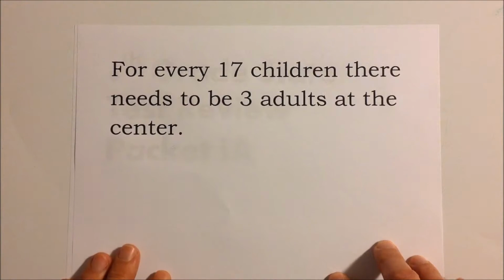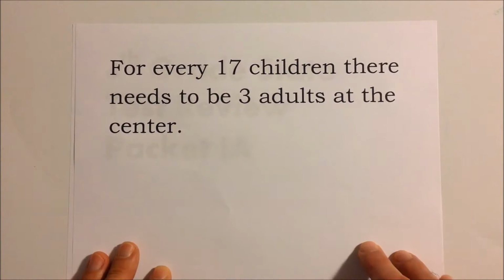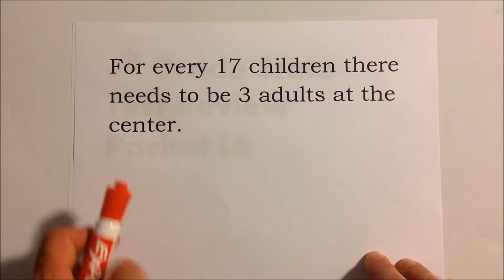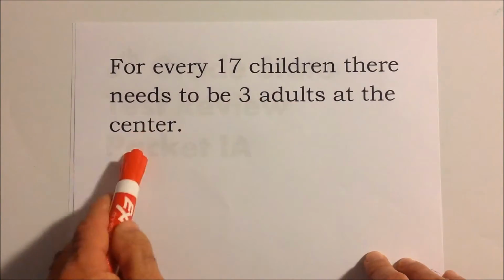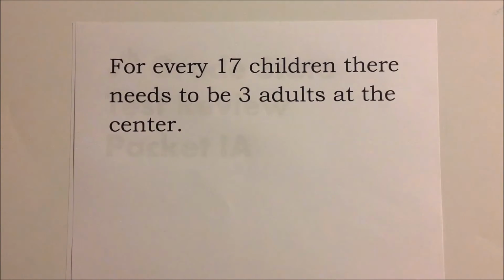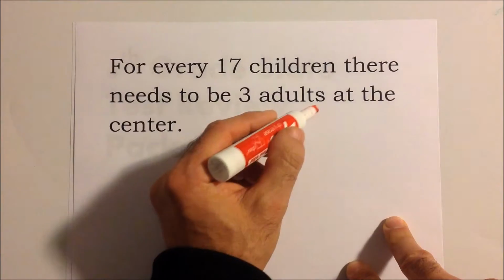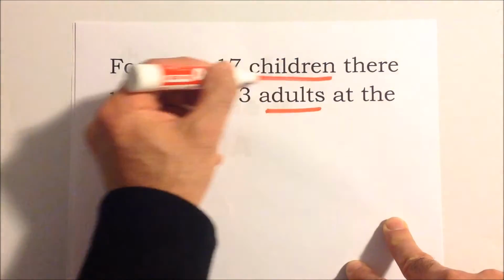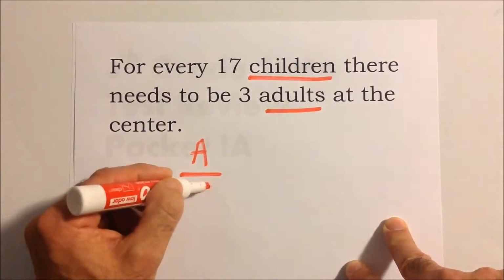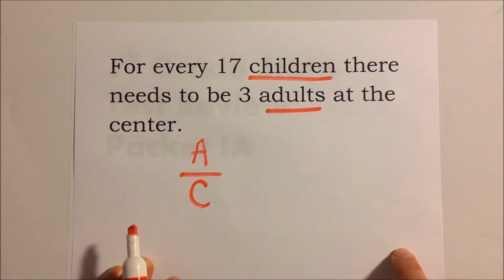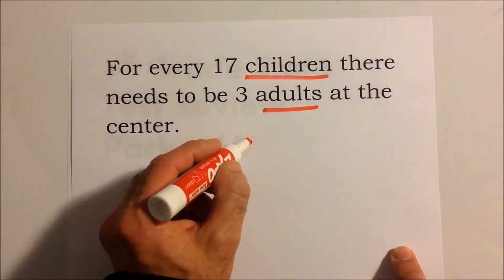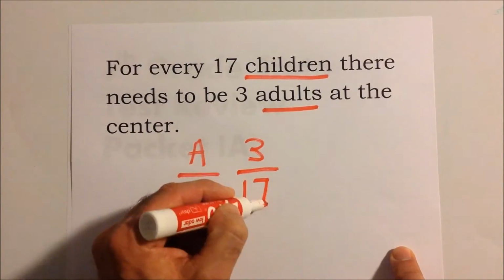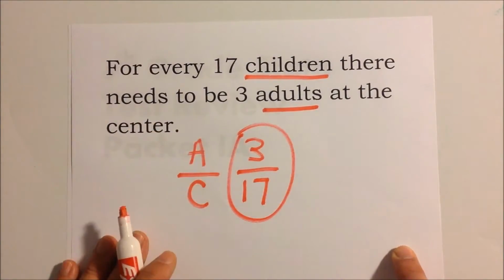So here we have the first question, similar to the one in the packet. It says, for every 17 children, there needs to be 3 adults at the center. And the question on the packet says, circle the ratios that represent adults to children. So again, remember, when we do ratios, we have to remember which comes first. In this case, the question said adults, then children. So we want to have the adults, then the children, those numbers in the ratio. So adults are 3 and the children are 17. So that's one way we can make the ratio.